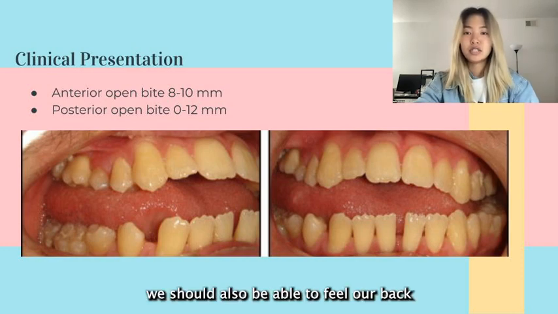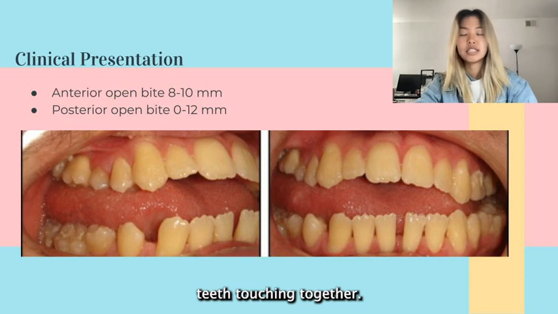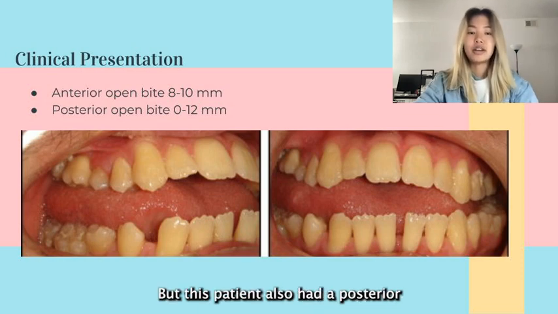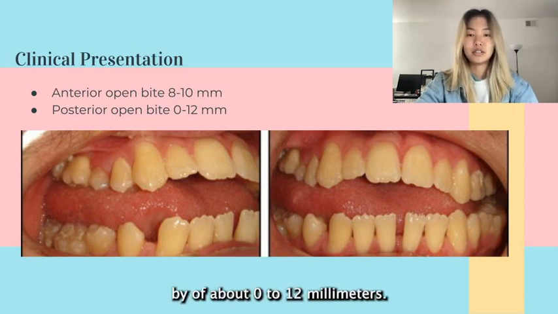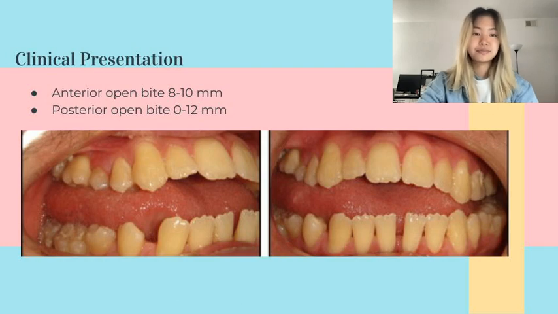And when we smile, we should also be able to feel our back teeth touching together. But this patient also had a posterior open bite, so his back molars were not touching at all. And that was a posterior open bite of about 0 to 12 millimeters. So that was another thing that his tongue was affecting.